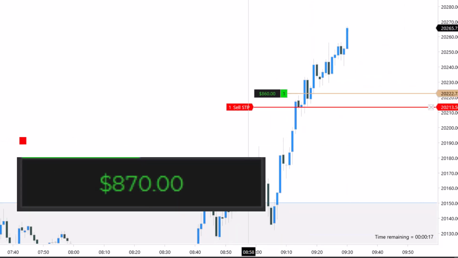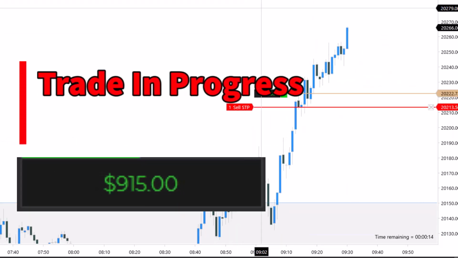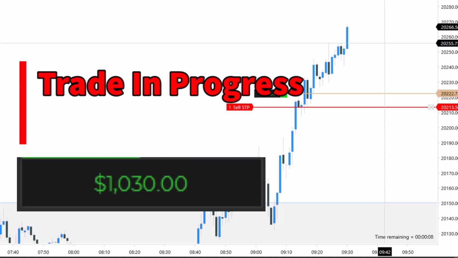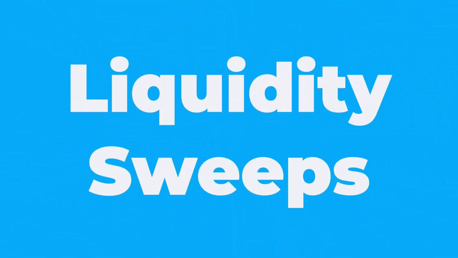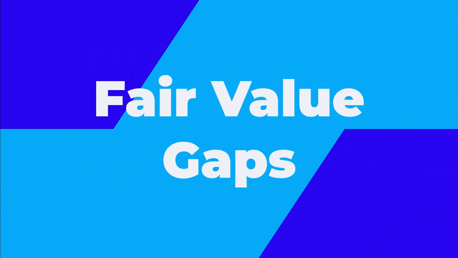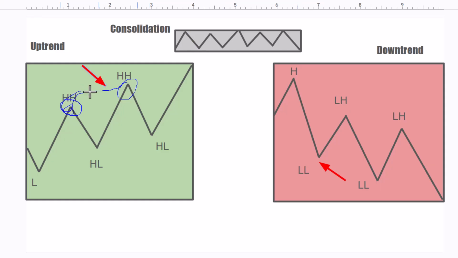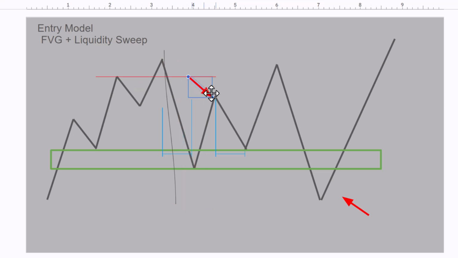I'm guessing that you want to become a profitable trader. It'll be really hard to do that if you can't master these two concepts. That is liquidity sweeps and fair value gaps. In this video, I'm going to give you the simplest and most straightforward explanation of these two concepts. You'll be able to start trading immediately by the end of this video.